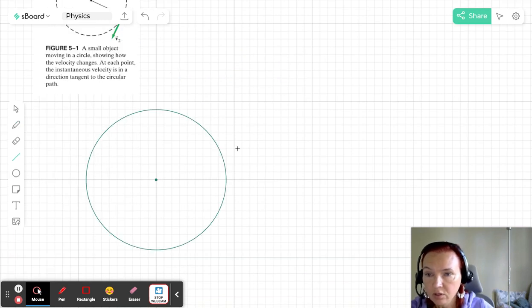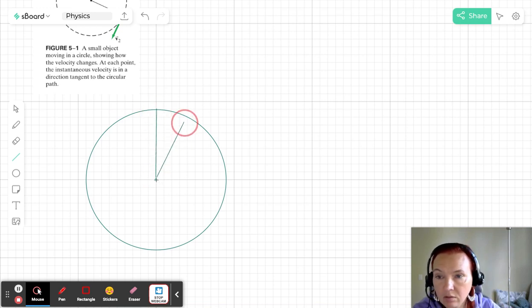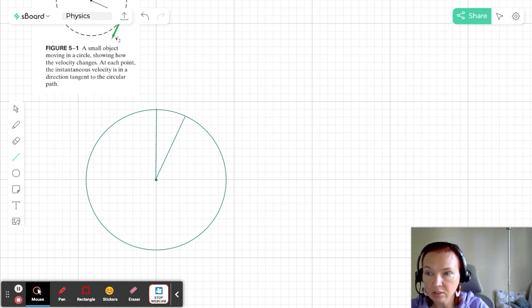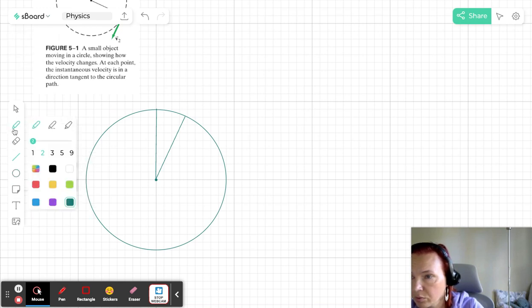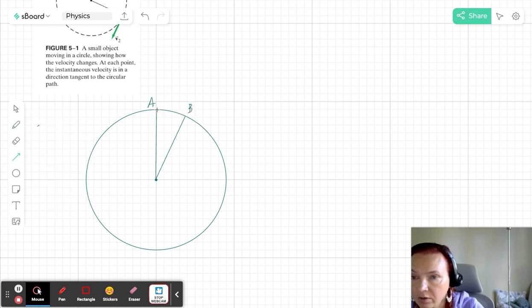The object moves in a circular path, and during some time delta t, the object moves from point A, so I'm going to connect the center with point A somewhere here, to point B. We're looking at some time delta t that is short, but not zero yet. Let me label this point A, and this point B. The vector of velocity is pointing strictly to the right, tangent to our circle, and this one is pointing this way.